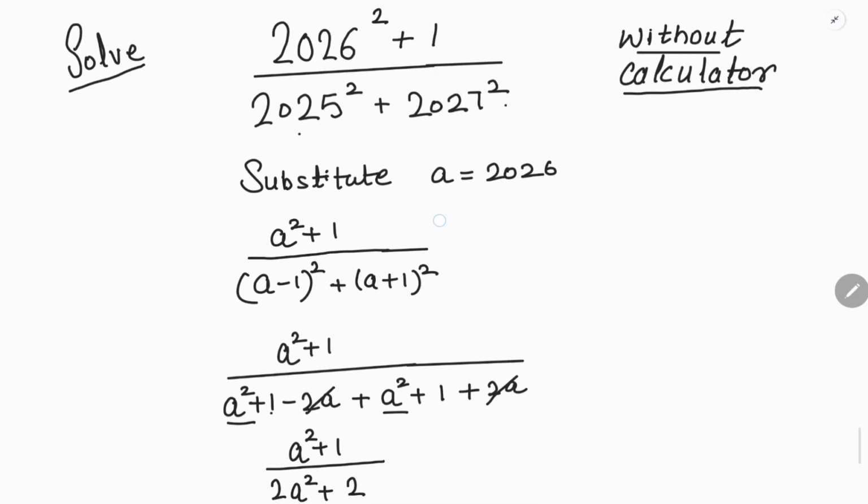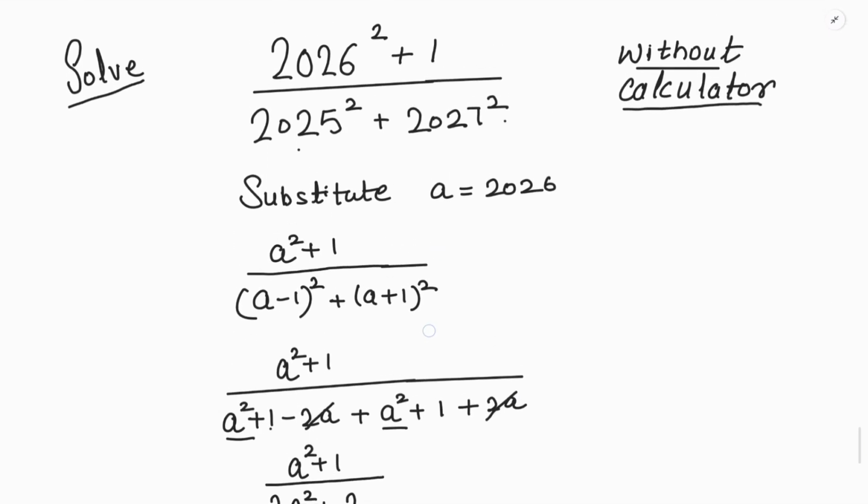So if you have this type of question, A can be anything. You can replace it with 2025 and then you have 4 here and 6 here, right? Like this. If you have this type of question, answer is what? 1 by 2. Okay. So I hope you understood this.